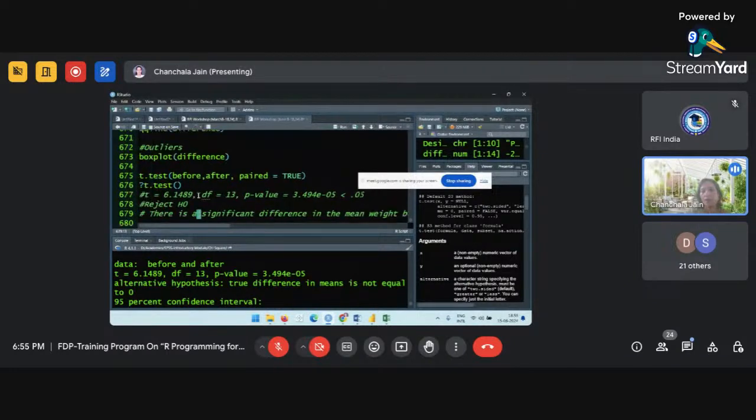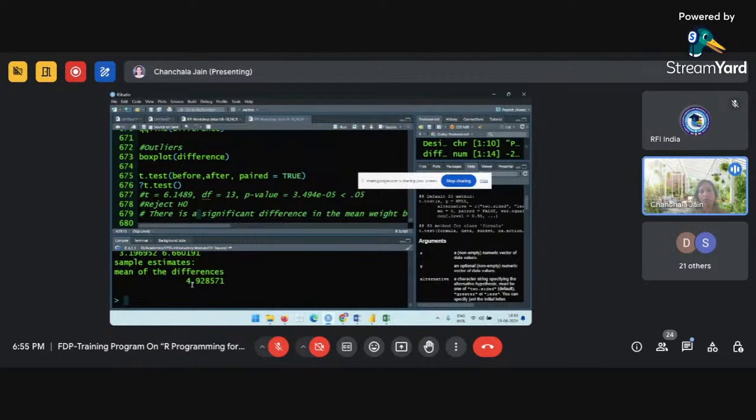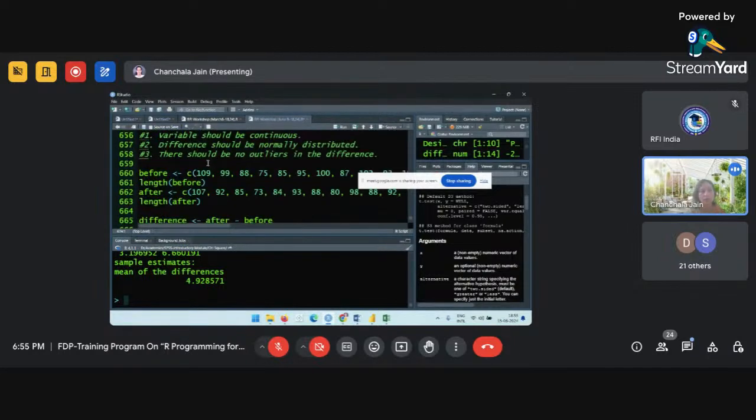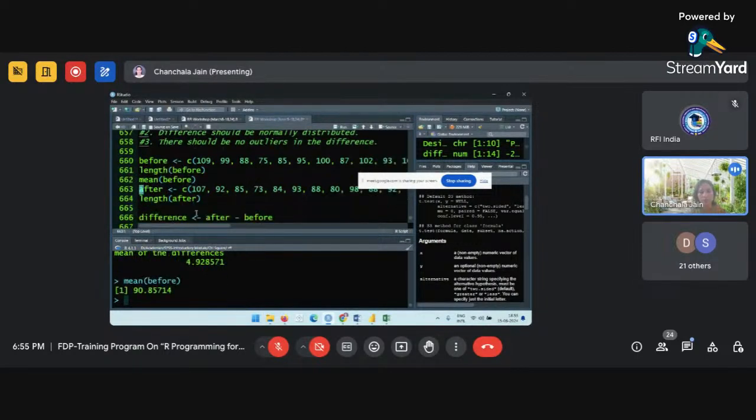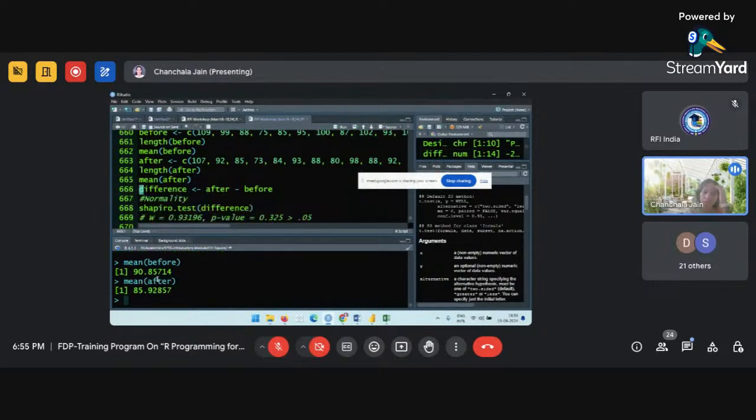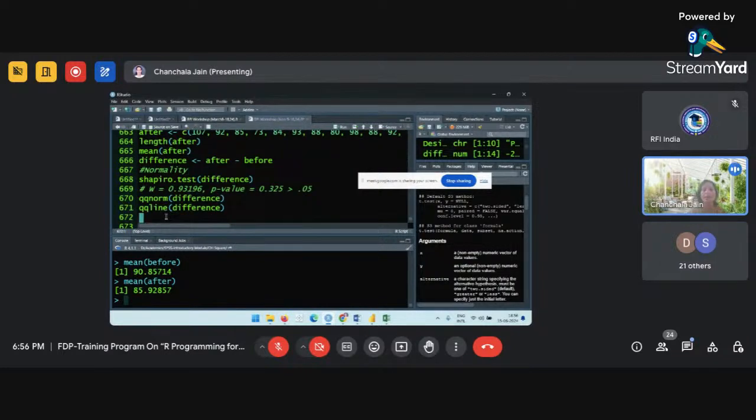So now whether the plan is effective or not, that you can check. Come down, you can check the mean difference is coming positive. It is 4.928, right? Or you can do one thing, you can check the mean of before, and you can check the mean of after. Now you can see the average weight before taking the diet plan is 90.85. After taking the diet plan, weight is this. That means the total mean weight of the people has reduced, right? So that way, can we say that the diet plan is effective?